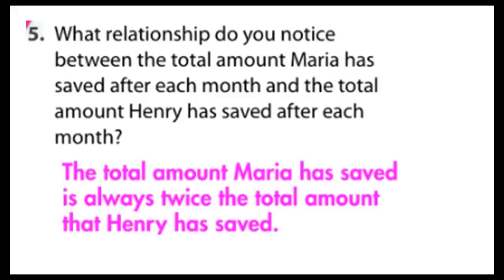From the table. Focus on the table. Focus on two consecutive amounts in the same week. You will find each time you multiply the amount of Henry by 2 to get the amount of Maria, or divide the amount of Maria by 2 to get the amount of Henry. So the total amount Maria has saved is always twice the total amount that Henry has saved. Okay, copy the answer and move to number 6.